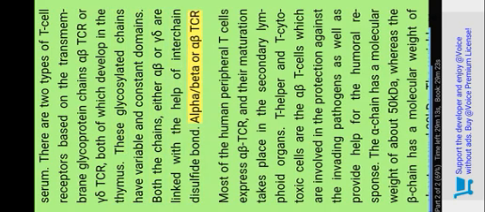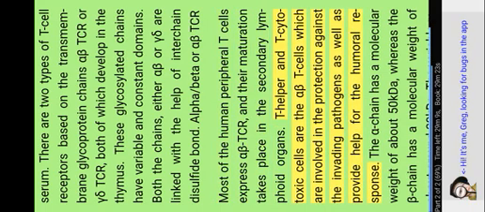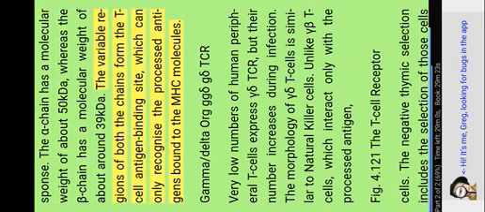Alpha-beta TCR. Most of the human peripheral T cells express alpha-beta TCR, and their maturation takes place in the secondary lymphoid organs. T helper and T cytotoxic cells are the alpha-beta T cells which are involved in the protection against the invading pathogens as well as provide help for the humoral response. The alpha chain has a molecular weight of about 50 kDa, whereas the beta chain has a molecular weight of around 39 kDa. The variable regions of both the chains form the T-cell antigen binding site, which can only recognize the processed antigens bound to the MHC molecules.